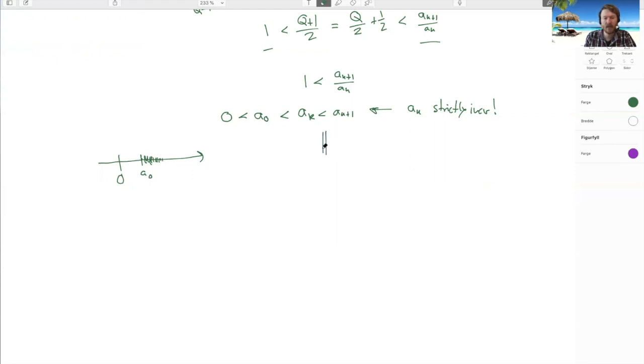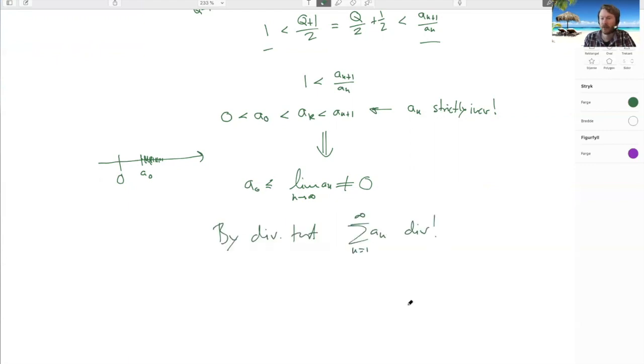So in particular, the limit of a_k as k goes to infinity cannot be 0. This limit will be bigger than or equal to a_0. And hence, by the divergence test, this series diverges. And we're done.